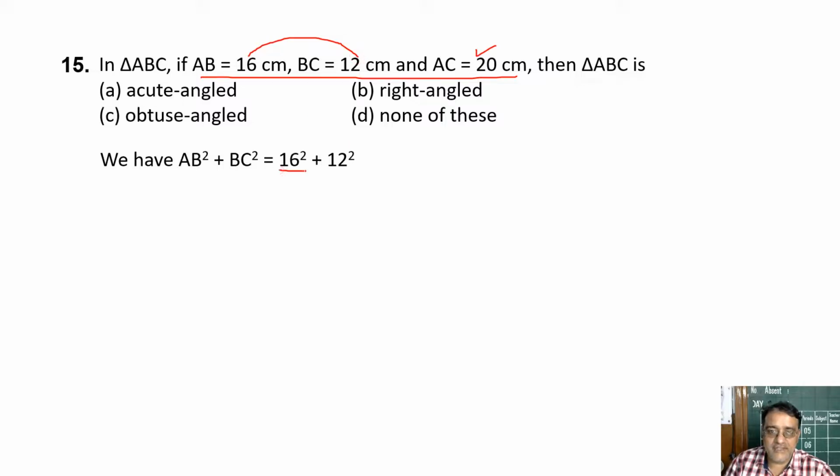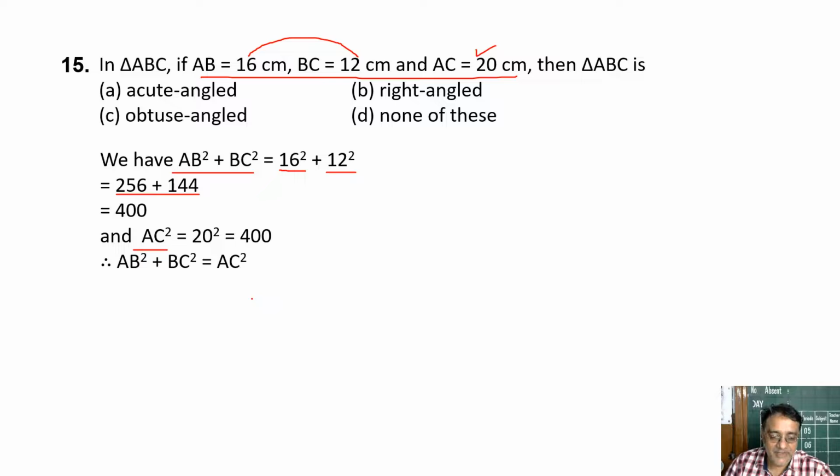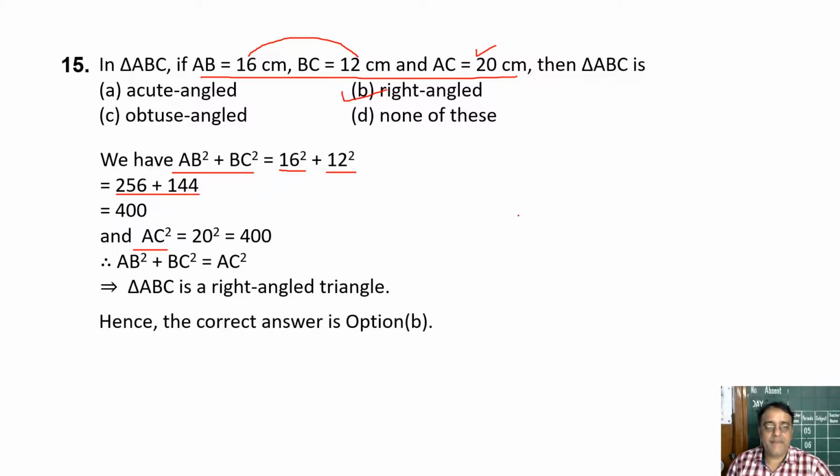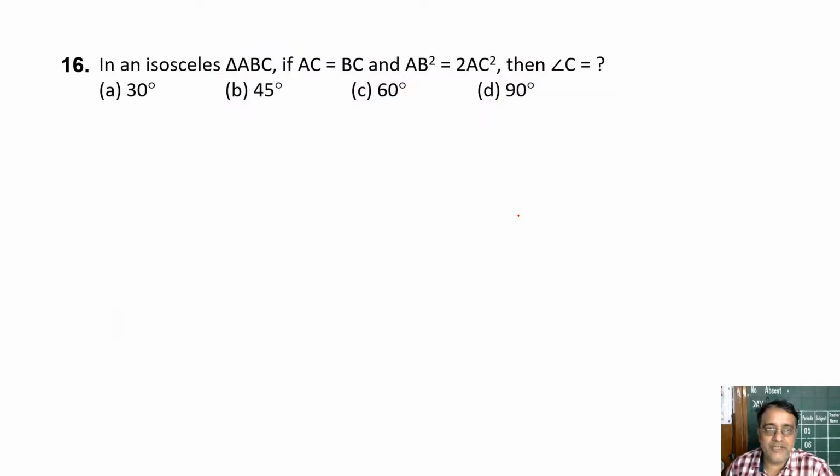So 256 plus 144. What is the sum of these two? 400, and the square root of 400 is 20, right? So that is AC square is equals to 400. So that means AB square plus BC square is equals to AC square. So by converse of Pythagoras theorem, angle B is 90 degree. So triangle ABC is a right angle triangle. Which is the correct option? Option B, right. So now let us move toward question number 16.